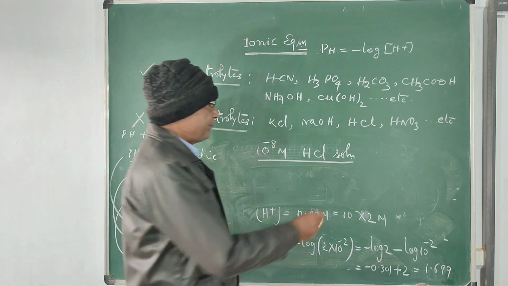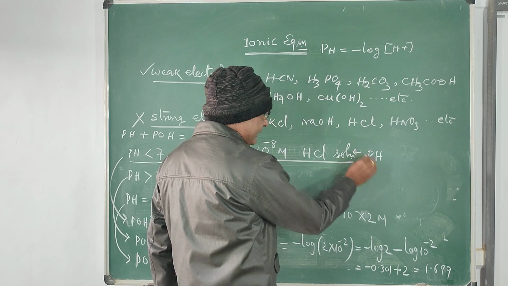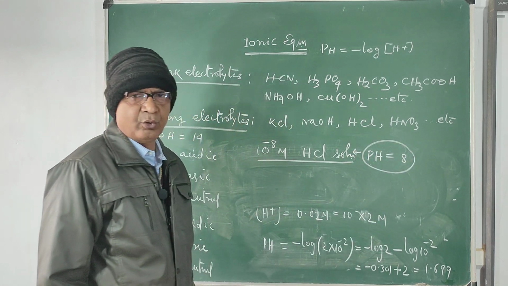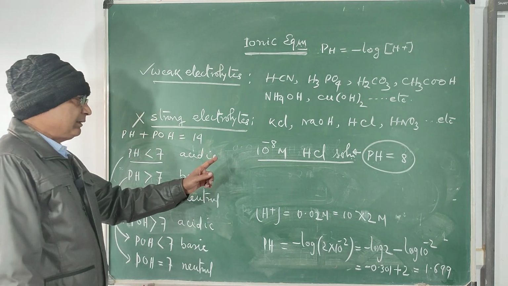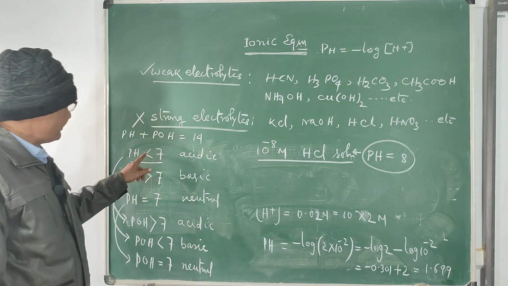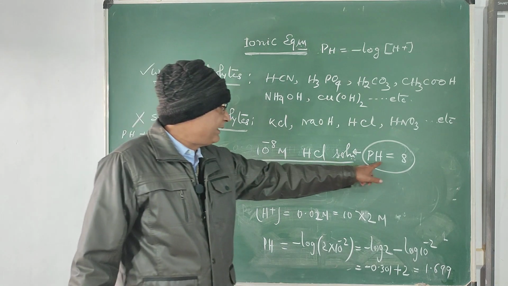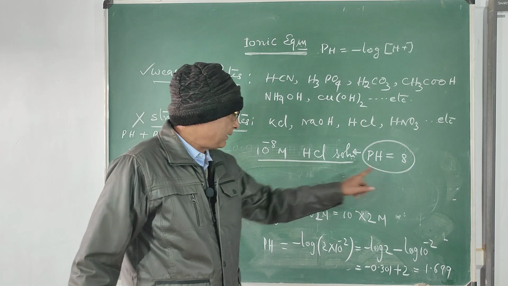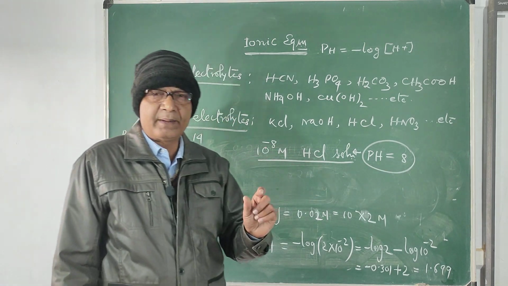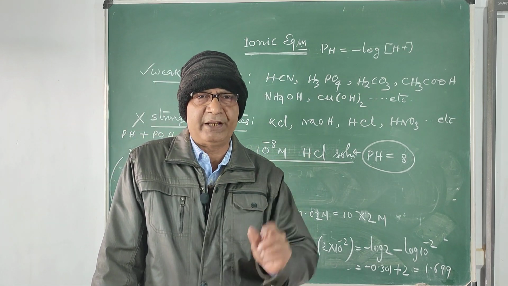And if you find the pH of this HCl solution, the pH will come out as 8, but this can't be so. No acidic solution can have pH 8. The pH of an acidic solution is less than 7. But what you find here is greater than 7, because the concentration is 10 to the power minus 8. A 10 to the power minus 8 molarity HCl solution means it is very dilute HCl.